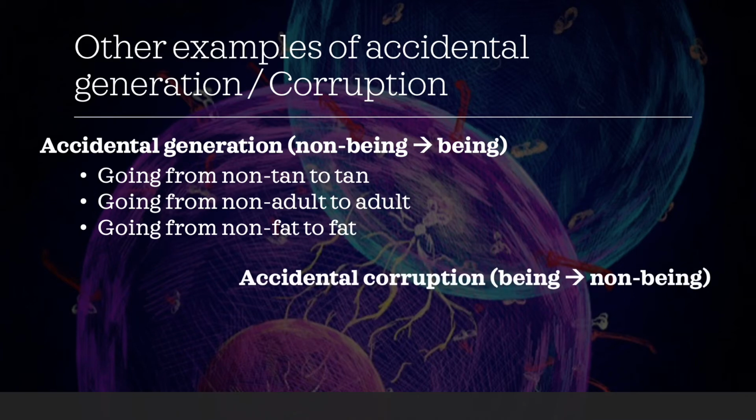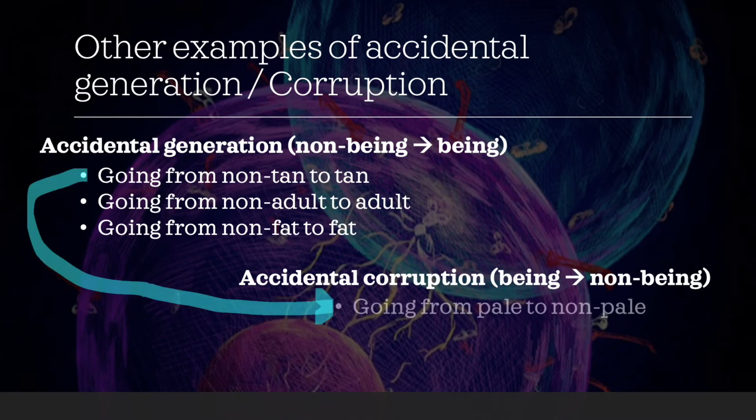Now, all of these examples of accidental generation can, from another perspective, be viewed as examples of accidental corruption. Let's see how. First, let's look at the first example. Going from non-tan to tan could also be viewed as going from pale to non-pale. Thus, what was previously, from the previous perspective, viewed as accidental generation is now, from the present perspective, viewed as accidental corruption, a motion from being to non-being.